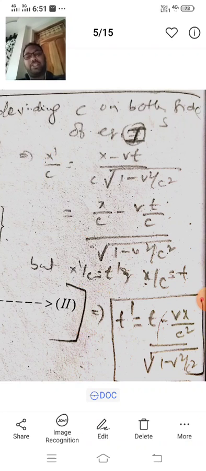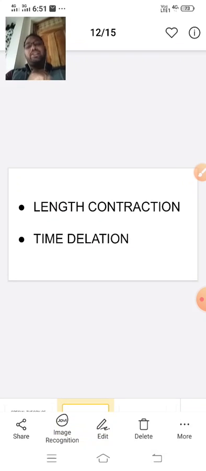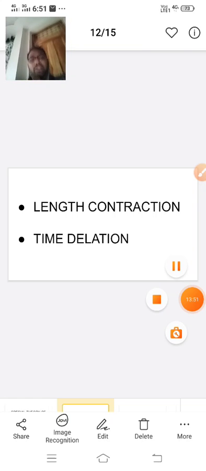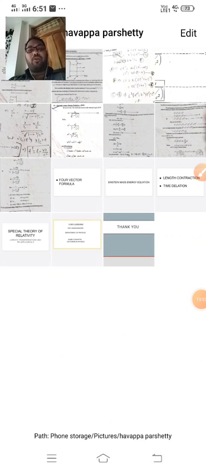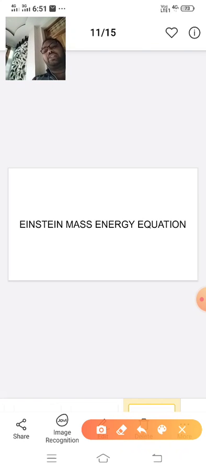There are two applications of Lorentz transformations. The first one is length contraction, and the second one is time dilation. Okay, next we should learn a very important question, the Einstein mass energy equation. What is the Einstein mass energy equation?